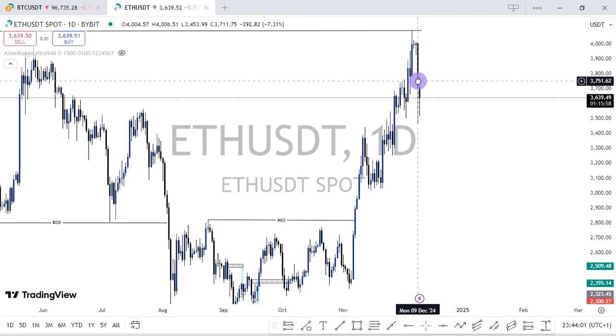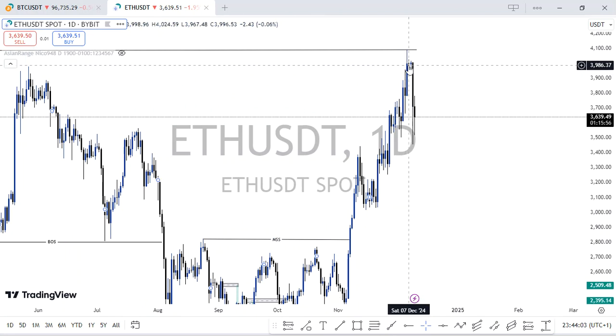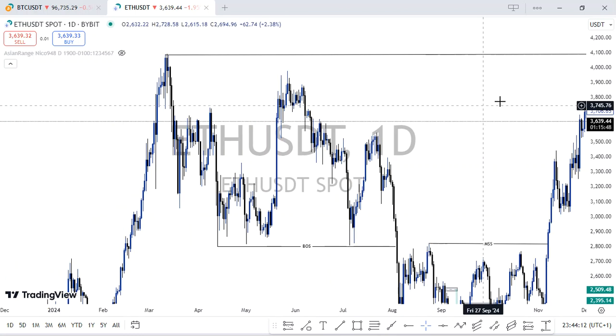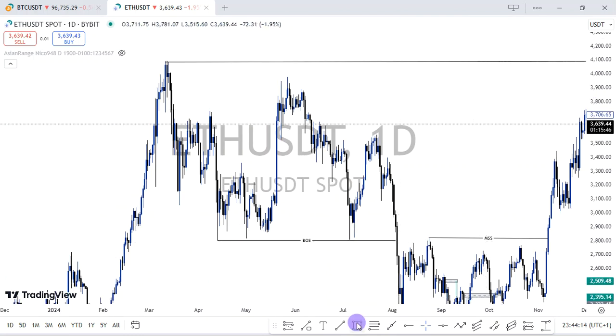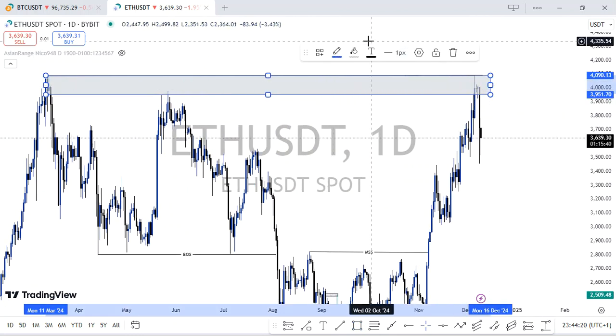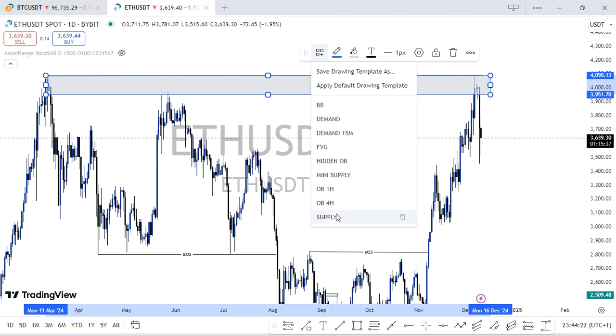and the market continues its bullish move until it reaches this particular supply region or resistance zone, whichever you want to call it. I tend to call it my supply. Let me mark it out. Price reached our supply here. Let me just extend it.